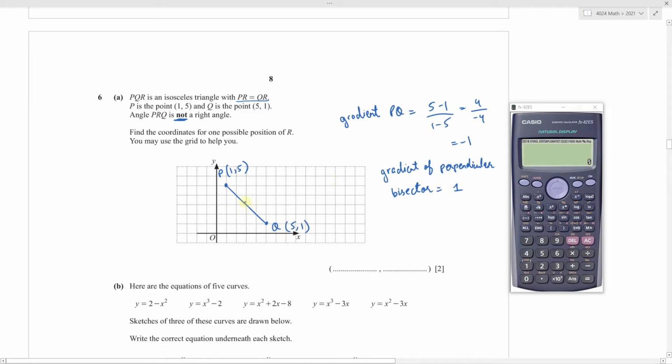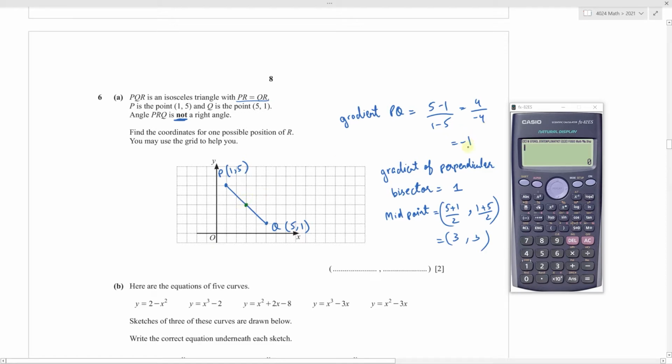So the gradient of the perpendicular bisector is 1. And let's find the midpoint of PQ, because the midpoint will give you one of the points on the perpendicular line bisector, because the midpoint has the same distance from P as from Q. So the midpoint is 5 plus 1 divided by 2, and then 1 plus 5 divided by 2. So this is the point 3, 3. Point 3, 3 is this one here. So this is the midpoint, right?